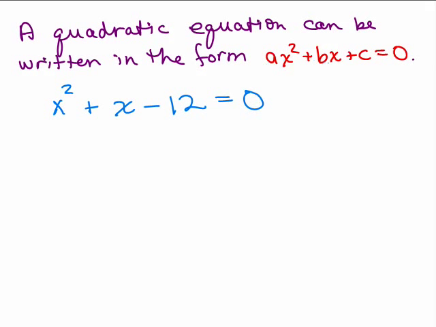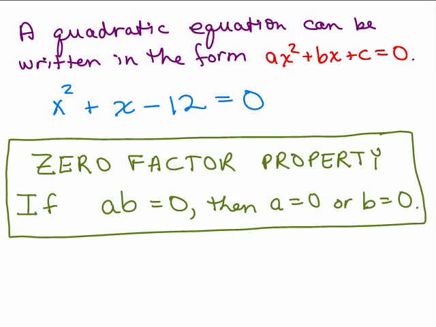Now remember, a, b, and c are just the coefficients. Actually, c is the constant. And in this particular case, a is 1, b is 1, and c is negative 12. Well, notice I have an exponent on the variable. This isn't going to work to solve the way we did linear equations. Instead, we have to come up with some new tools, and we're going to use what's called the zero factor property. The zero factor property says if AB equals 0, then A equals 0 or B equals 0.